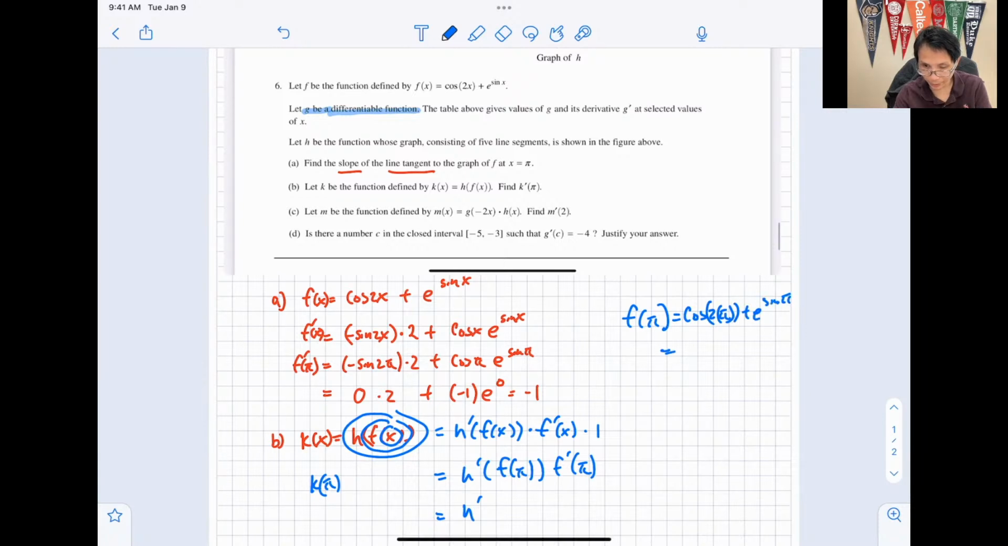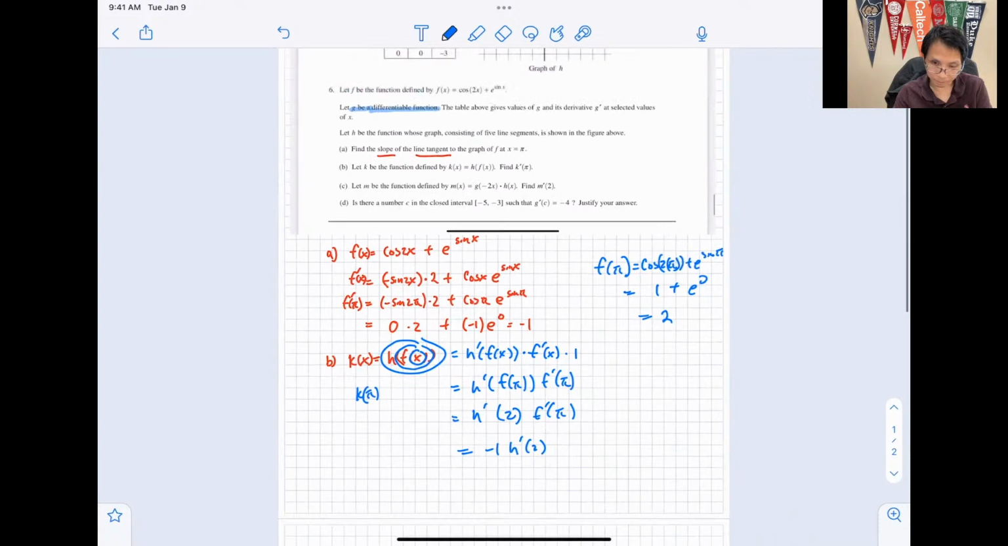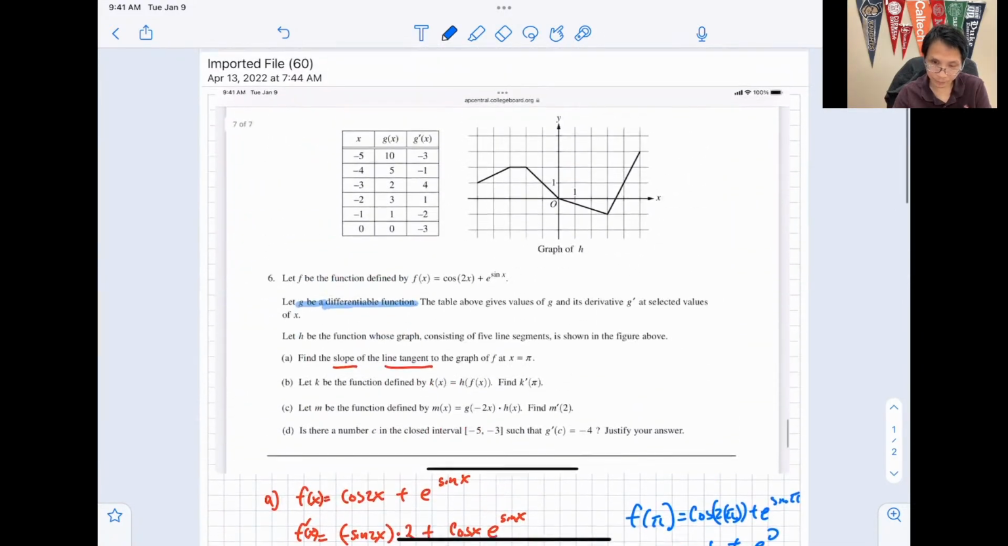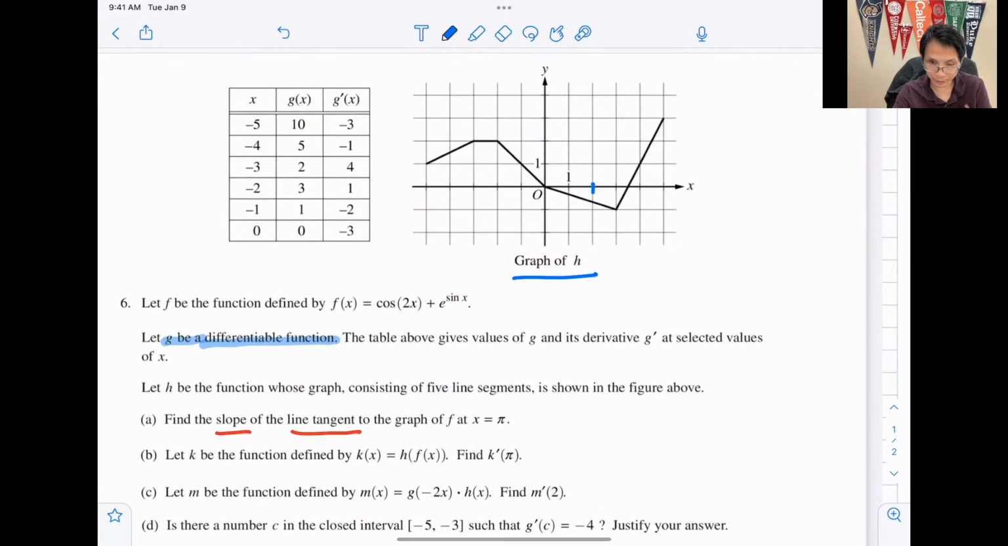Well, cosine of 2 pi is 1. Wait, something is off. Okay, plus e to the 0 is 2. So this is 2 here. And f prime of pi. F prime I got earlier, so it's negative 1 times h prime of 2. Now in this case, we got a function h. Now 2 is right here. Now if I'm looking for the prime, that means what? Slope. So it's going down 1, going right 3.